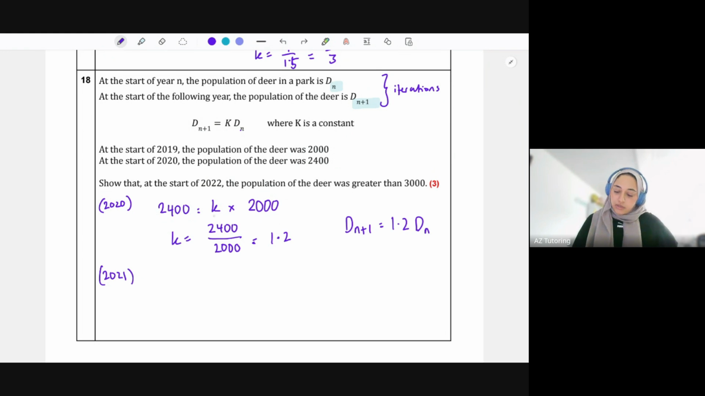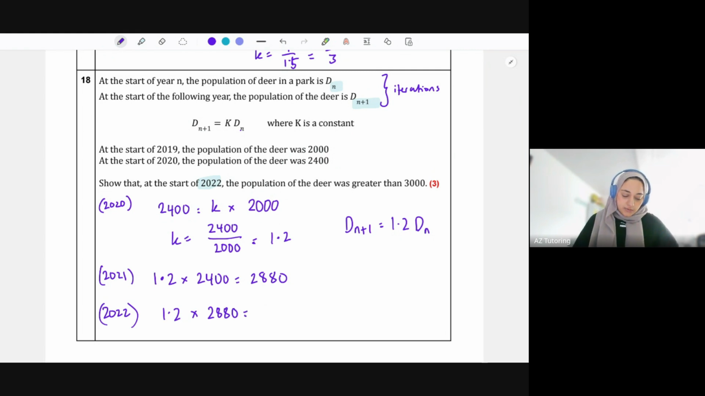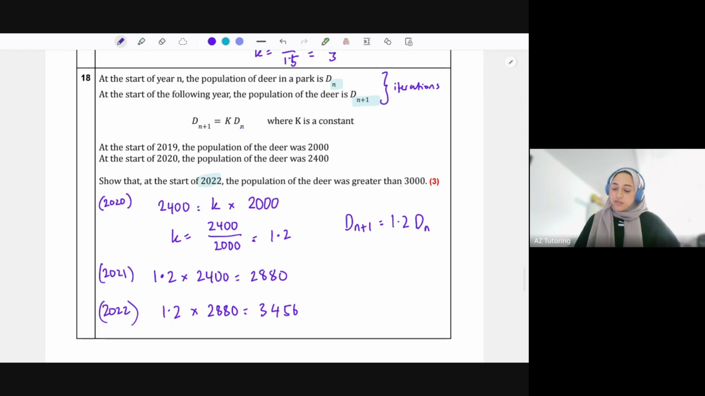So for 2021, I'm just doing k, which we've just found is 1.2, times the previous year, which is 2020, which I know is 2,400. That gives me 2,880. We don't want it for 2021, we want it for 2022. So for 2022, I'm doing k, which is 1.2 times the previous year, which I've just worked out is 2,880, and that gives me 3,456. And we're showing that the population of the day was greater than 3,000. Well, 3,456 is greater than 3,000, so we've just shown it.